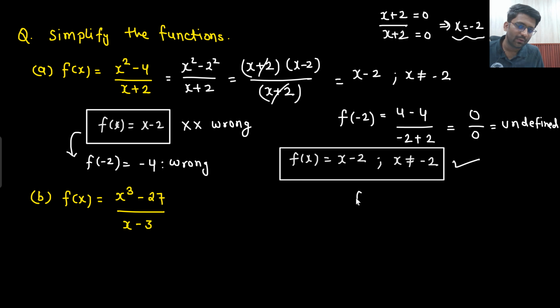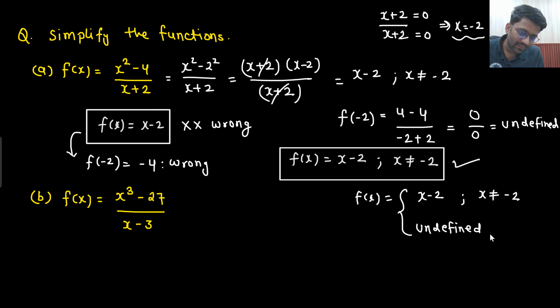Or you can define it in this manner: f(x) is x minus 2 if x is not equal to minus 2, or it is undefined when x equals minus 2. So this will be the correct way of defining your f(x). This is correct. This is not correct.